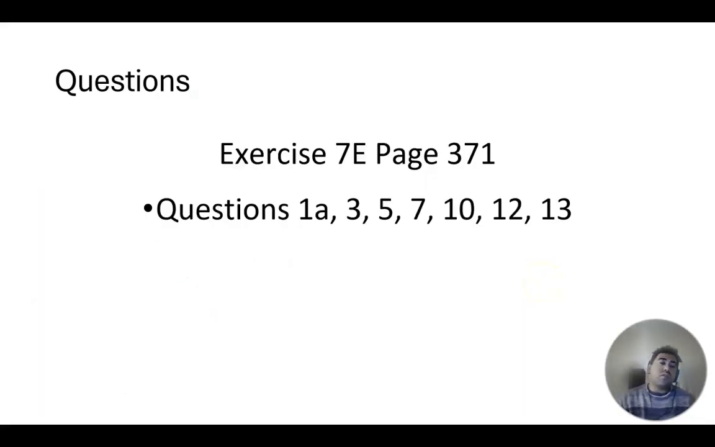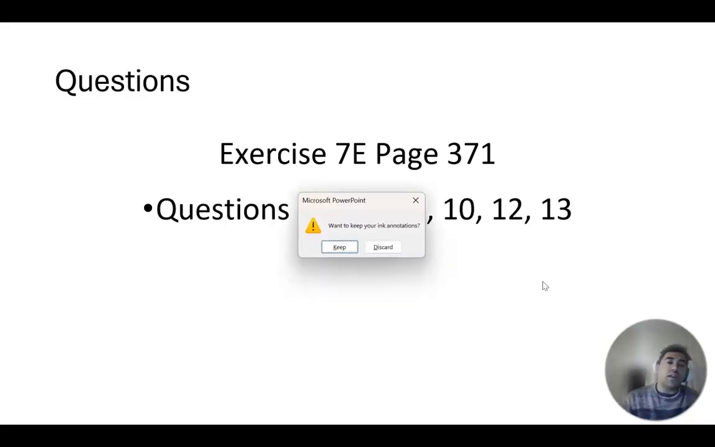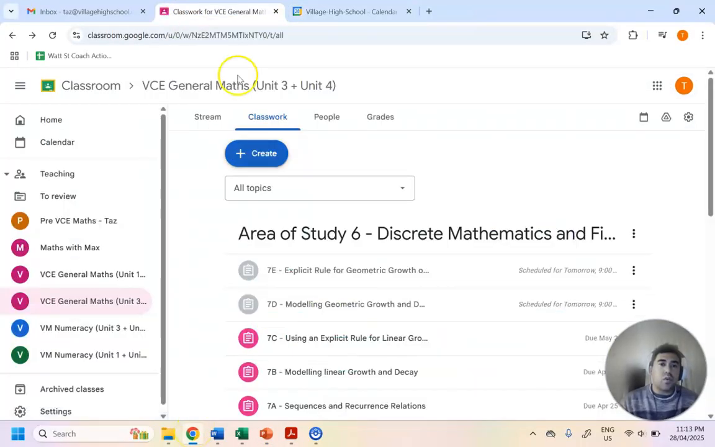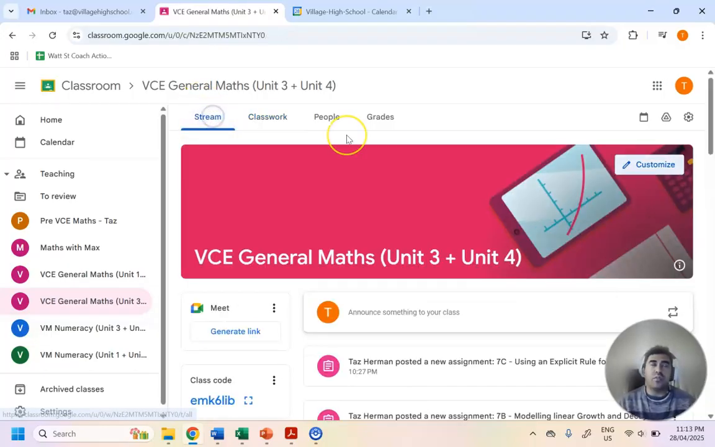Here are the questions that you need to tackle for exercise 7E, page 371. Please ensure that you finish the questions for 7D, which can be found on the handouts. If not, you can check Google Classroom, and then also exercise 7E. Just to ensure you know where the notes are, when you go into your Google Classroom, 7D and 7E will be put up. This is scheduled for 9 o'clock the next day, so on the 29th, this will be open for you. And within the stream, there will be access to the videos, part 1 and this video, part 2.